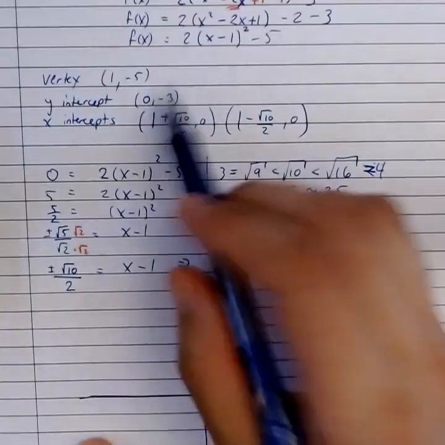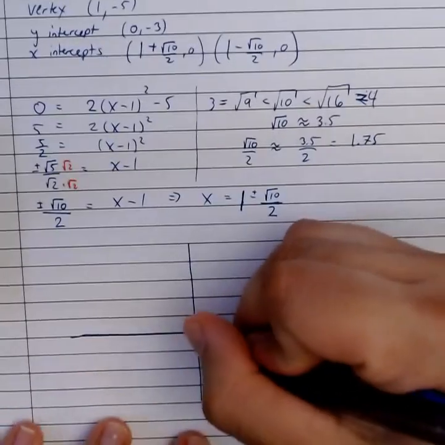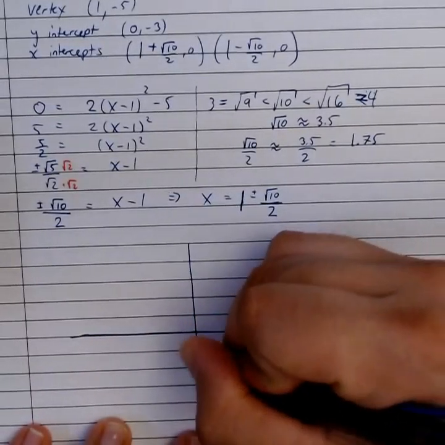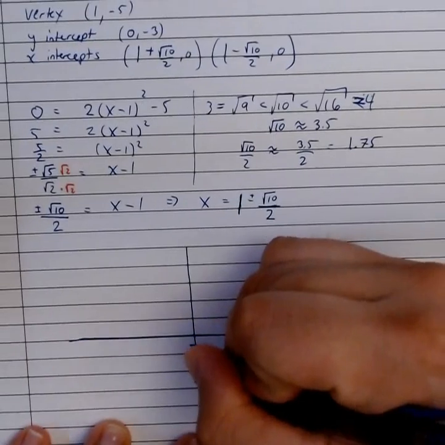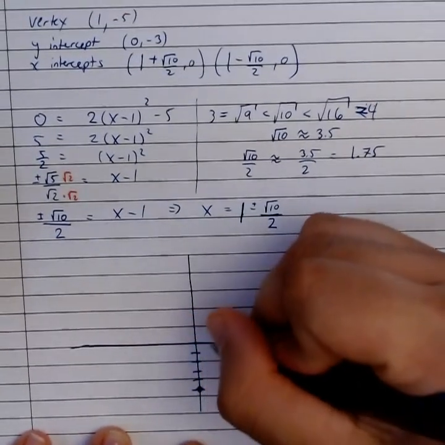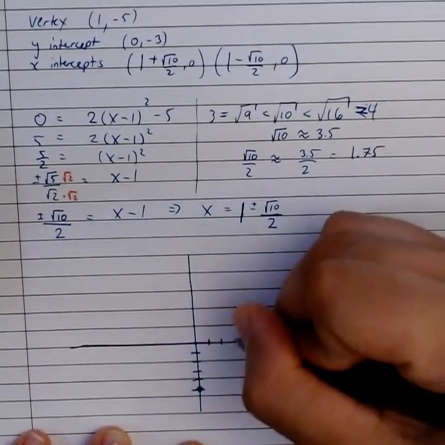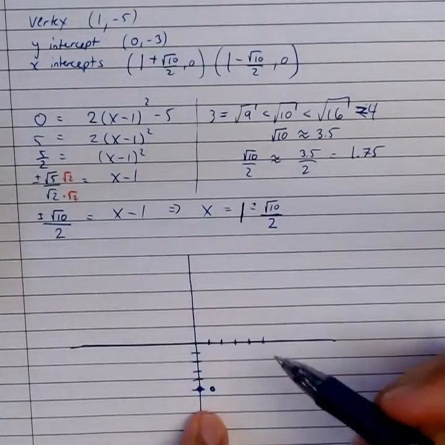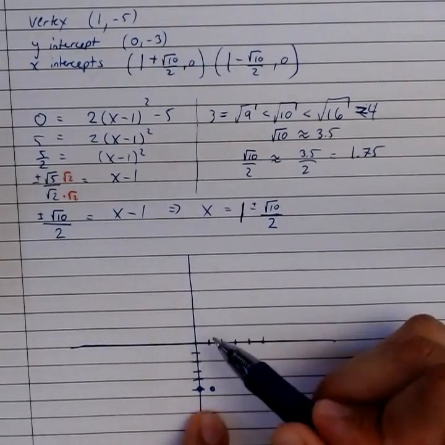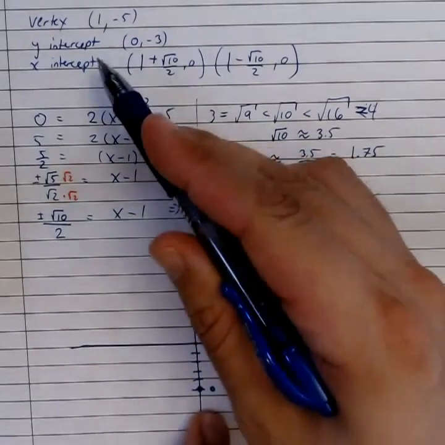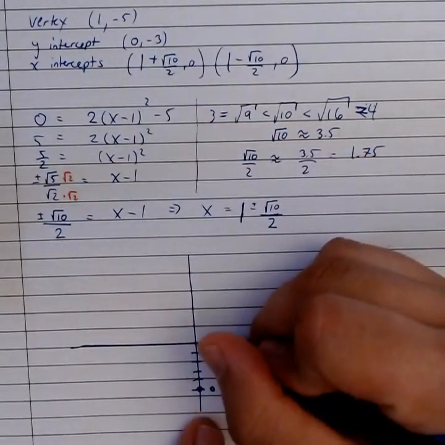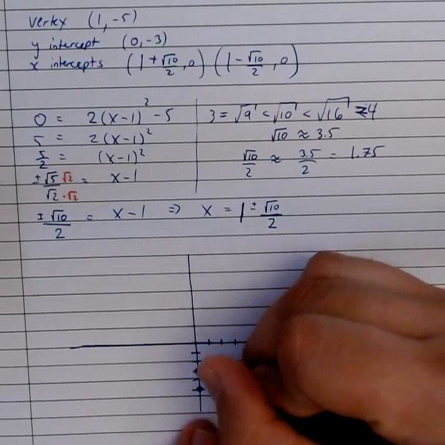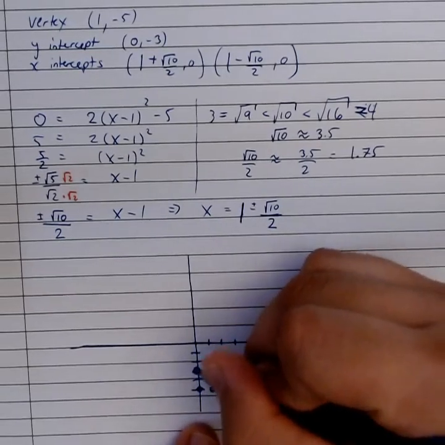Let's plot the points we have. 0, negative 5. 1, 2, 3, 4, 5. There we go. So 1, negative 5. That's going to be 1 to the right and 5 down. We have a y-intercept of 0, -3. So from the origin, we're going to go down 3 steps. So there's a point. There's a point.